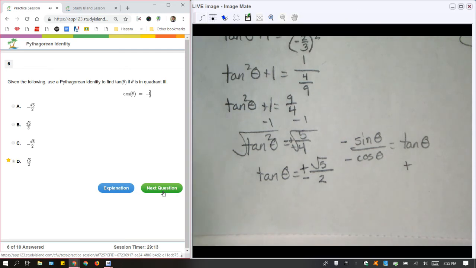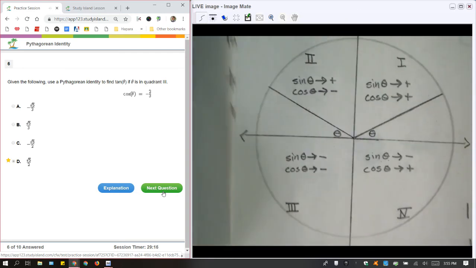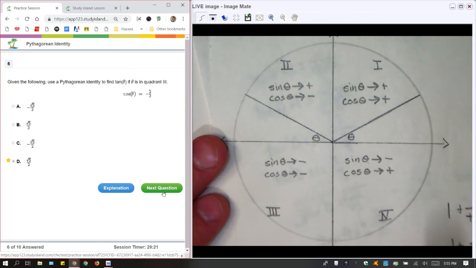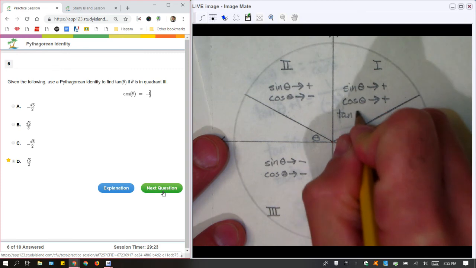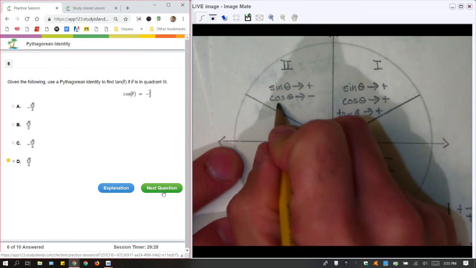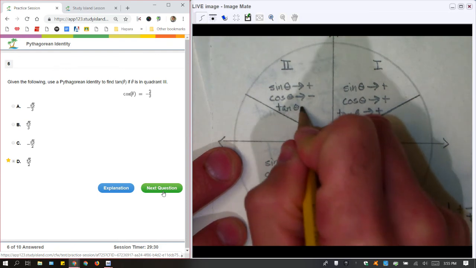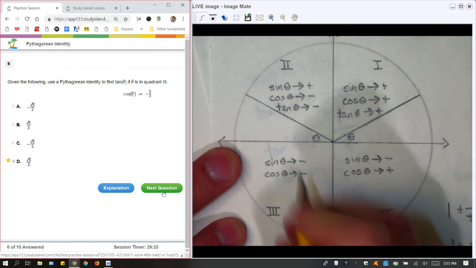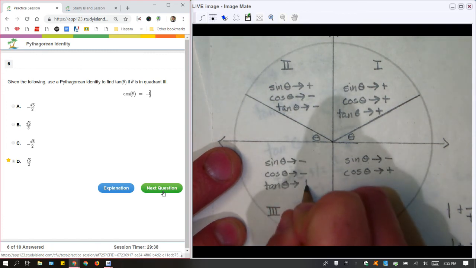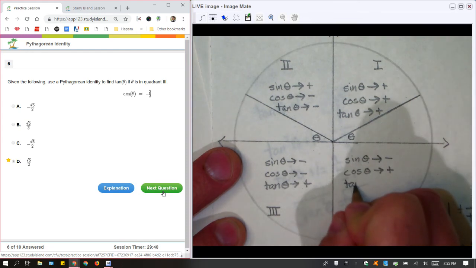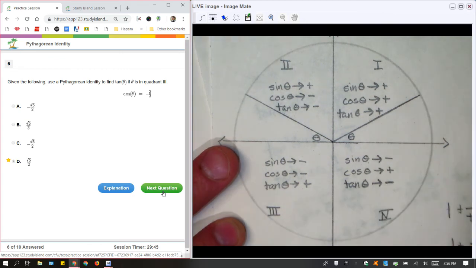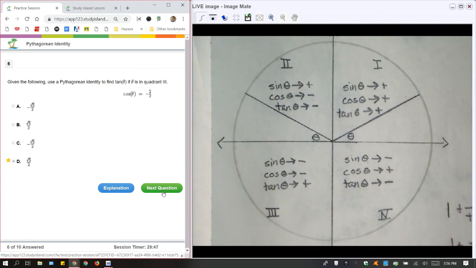Now, if you want to add those rules back into your original circle, that might be a really good idea. So what's a positive divided by a positive? It's a positive. So that means the tangent of theta is going to be positive as well. But what's positive divided by a negative? A negative. So the tangent of theta in quadrant 2 would be negative. A negative divided by a negative is positive, so the tangent of theta here is going to be positive. And then over here, the tangent of theta is a negative divided by a positive, so the tangent of theta is negative. So you can refer back to that if you need to.